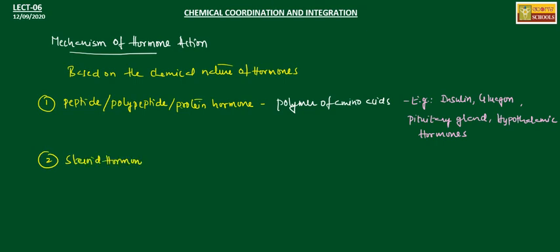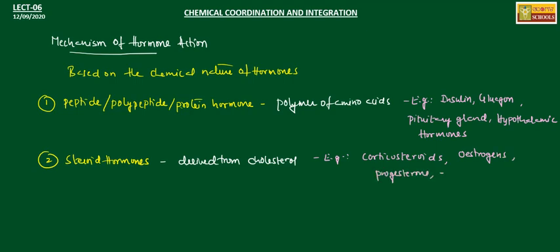The next group of hormones are called steroid hormones. These steroid hormones are the hormones that are derived from cholesterol. Some examples of these steroid hormones include corticosteroids, then estrogens, and then progesterone and testosterone.